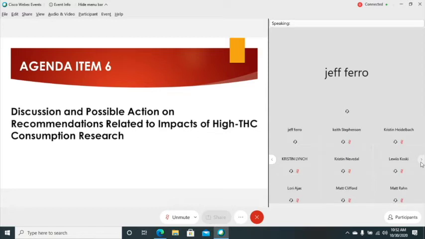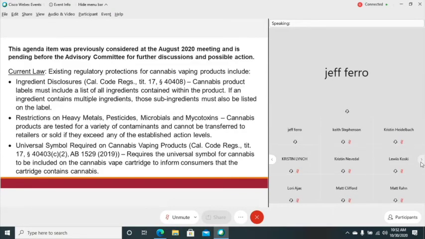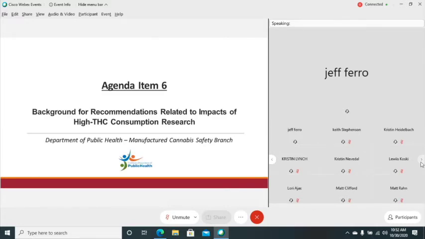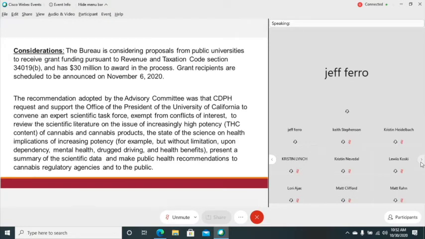The motion from last meeting was, the way it would be structured is, I move to rescind the recommendation adopted on September 25th, that CDPH requests and supports the Office of the President of the University of California to convene an expert scientific task force exempt from conflicts of interest to review the scientific literature on the issue of increasingly high potency THC content of cannabis and cannabis products, and the state of the science on health implications of increasing potency, for example, but without limitation upon dependency, mental health, health benefits, and drug driving, present a summary of the scientific data and make public health recommendations to cannabis regulatory agencies and to the public.